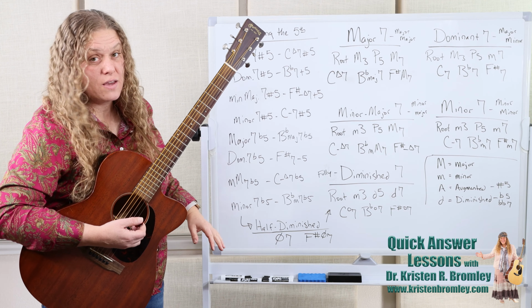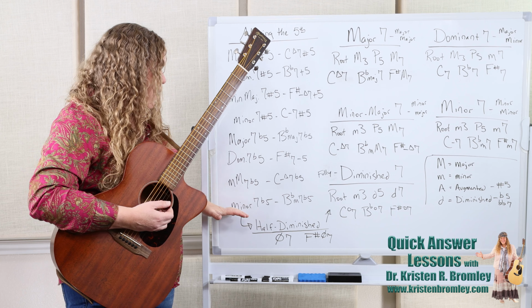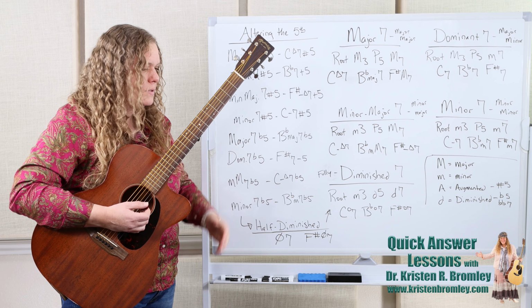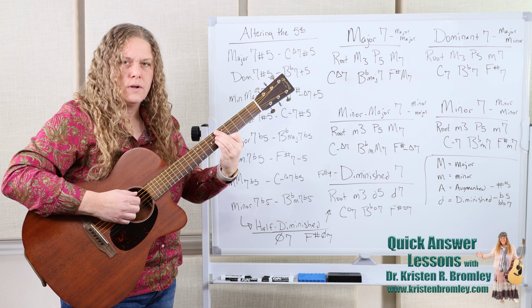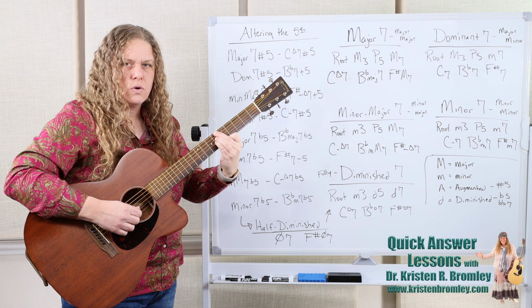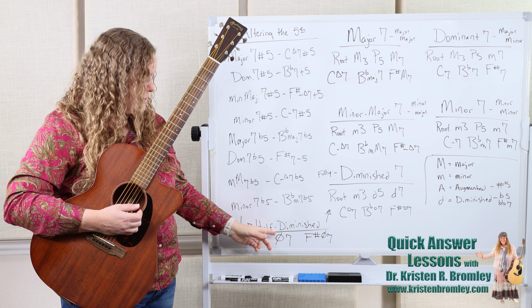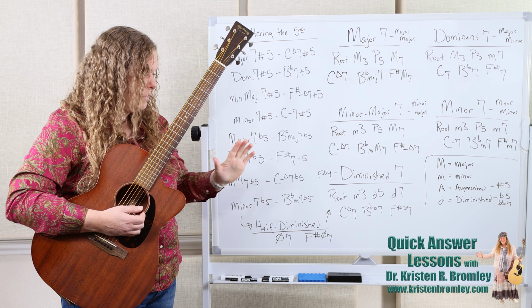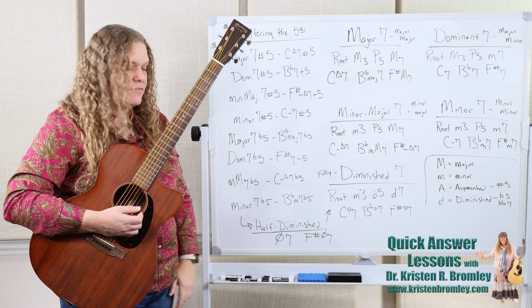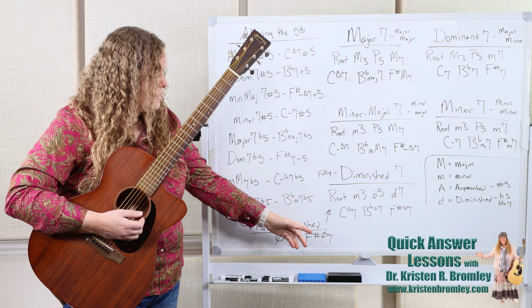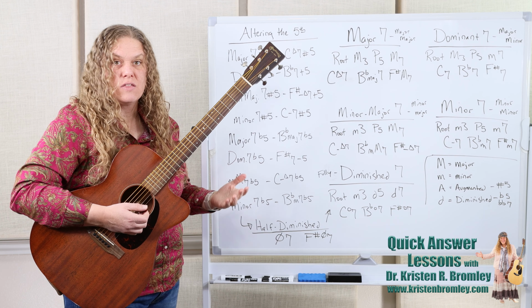There's a couple more things here to mention. On this minor 7 flat 5 chord, it's also known as a half-diminished chord. So you can also see that one having this circle with a line through it, like half diminished. And here's like F sharp half diminished 7th. That's another way to look at it.